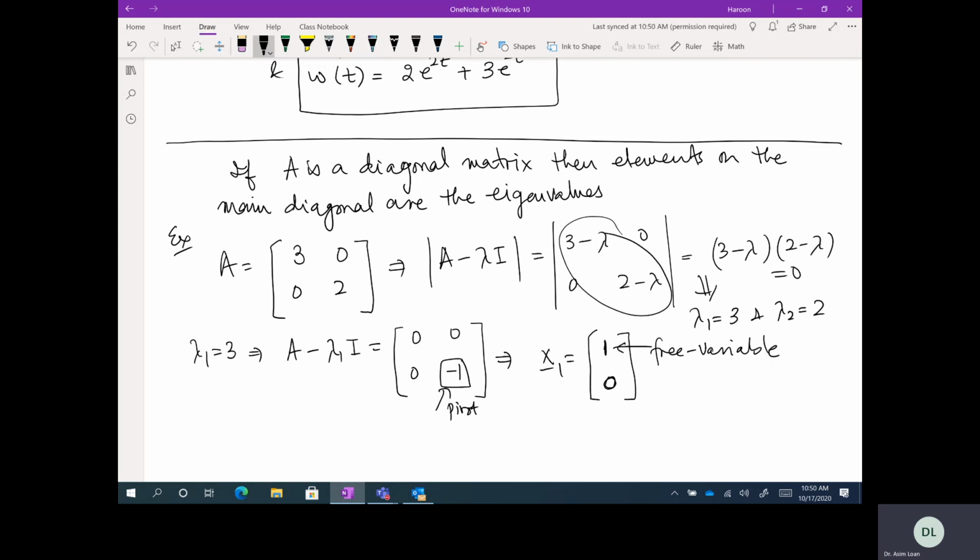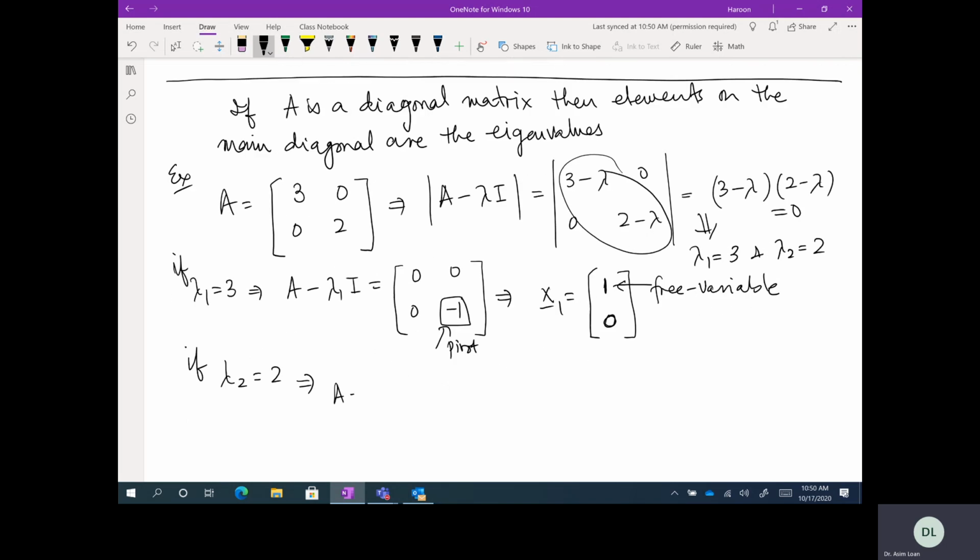And if lambda 2 is equal to 2, this implies A minus lambda 2 I equals 3 minus 2, which is 1, 0, 0, 0. So this is the pivot. So this implies x2 equals, so free variable the second one 1 and this one is 0. Okay.